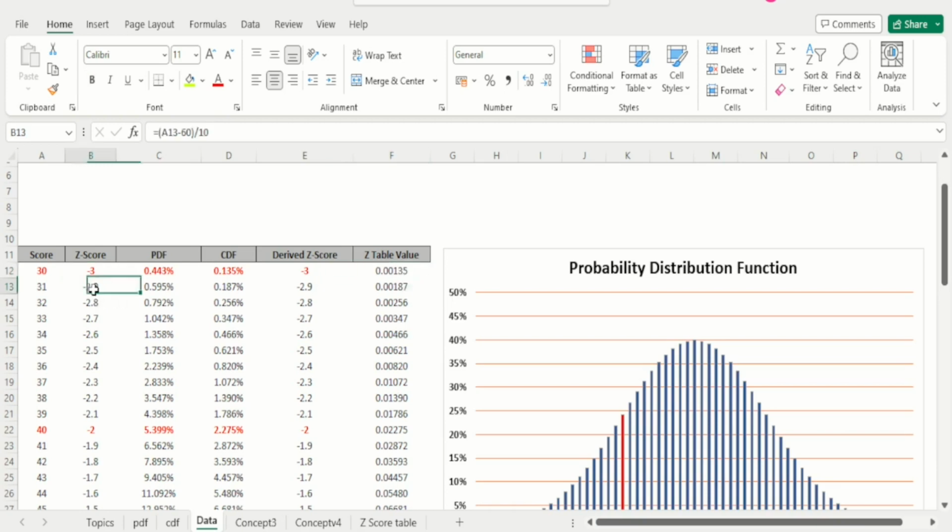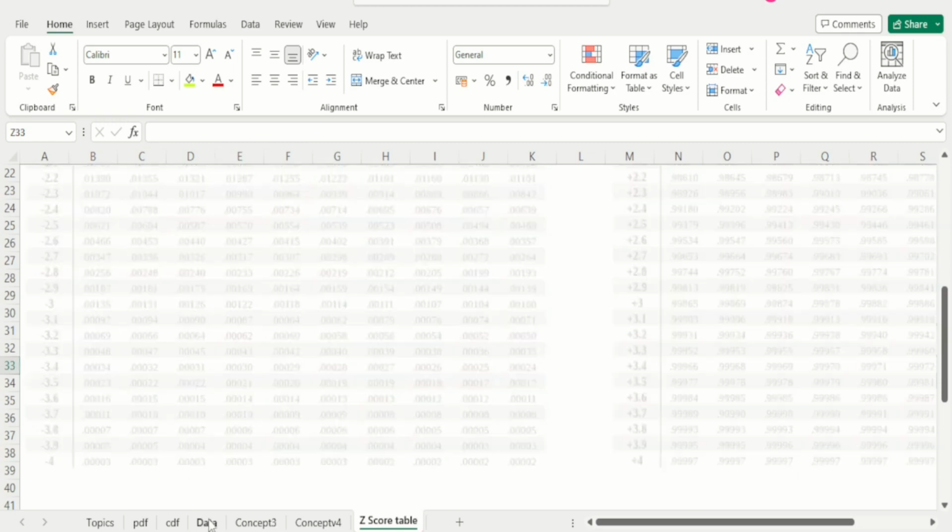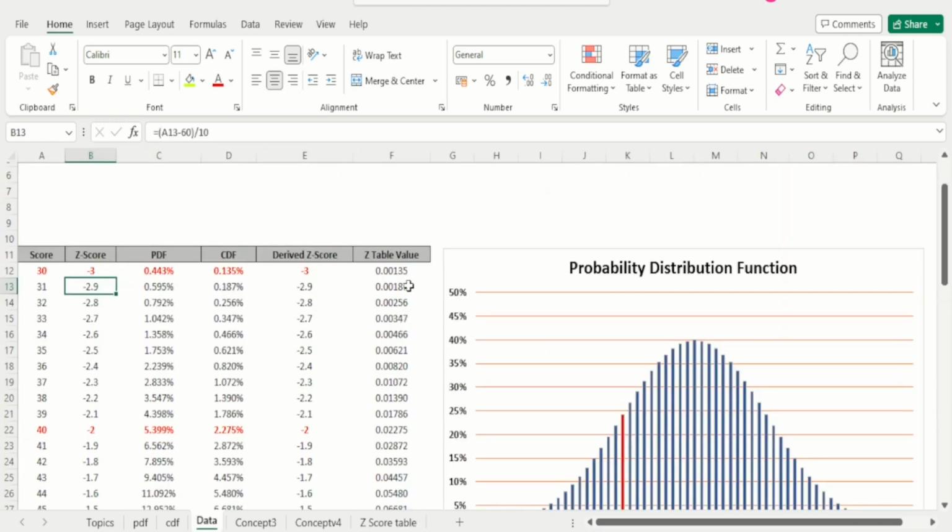Let's look at -2.9. So for -2.9 as a z-score, again, -2.9, there we are. It is 0.00187. So it's again 0.00187. Okay, that's what we have. So what is the relationship here? Now the relationship here is, if you notice, the values that you can look up from the z table, you can derive the same values from the CDF. And that's the relationship that we spoke about earlier.